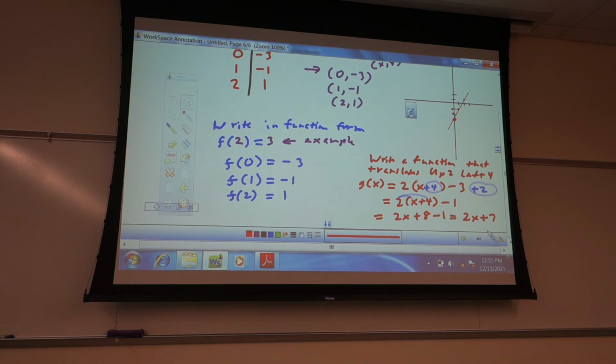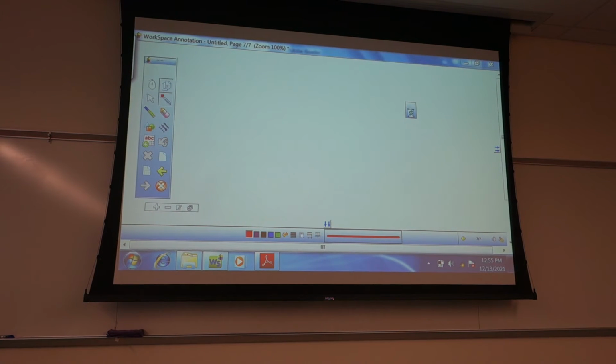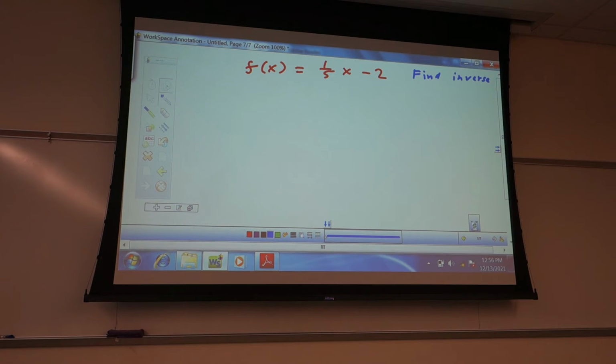So the next thing we're going to look at is finding inverses. So inverse. I'll give you a function here. F of x equals 1/5 x minus 2. Find the inverse. Remember how to do that?